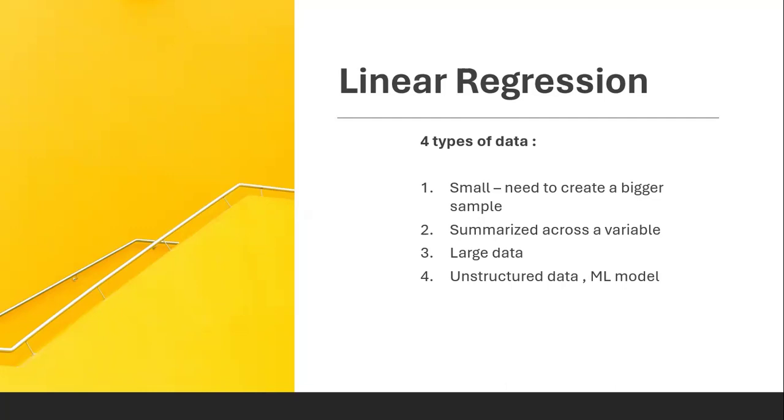Now, here I am going to take you through 4 case studies. The first one will be on a small set of data where we need to create a bigger sample just for the linear regression to be statistically correct. Then the second is for summarized data across a variable. And the third is for a large data set. And the fourth is for unstructured data in an ML model. So yes, we are going to look at linear regression, and it's going to be extremely interesting because we are going to look at it in terms of different types of data.